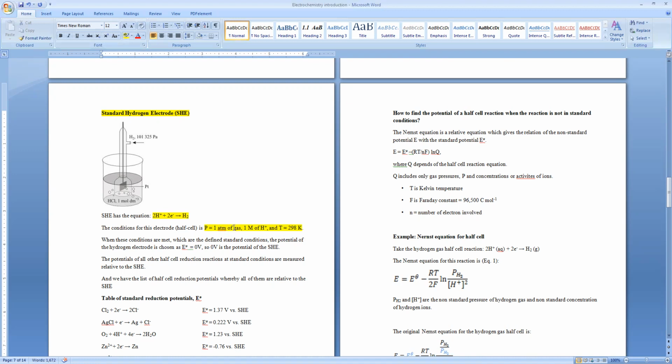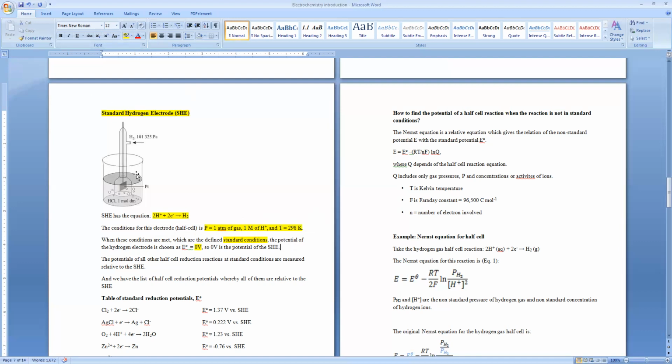Pressure of the hydrogen gas is 1 atmosphere, concentration of the ions is 1 molar, and temperature is 298 Kelvin. When these conditions are met, these are standard conditions, and the potential of the hydrogen electrode is chosen as 0 volt. Okay, this value 0 volt is chosen. It's not being calculated from an equation or a function. It is a chosen value, or a selected value, 0.